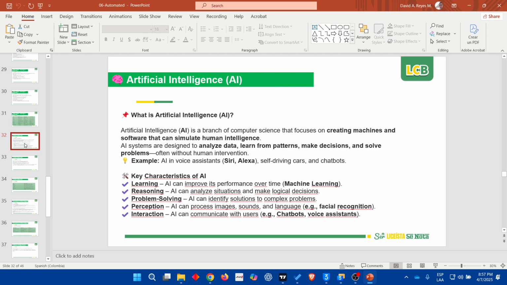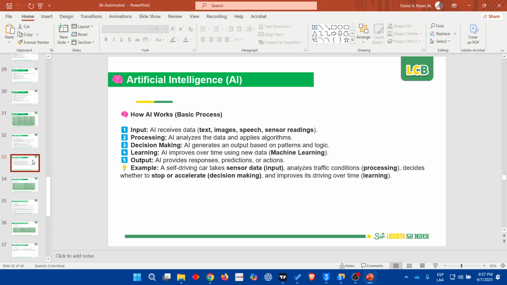Problem solving. The artificial intelligence can identify solutions to complex problems. Perception: can process images, sounds, and languages. Interaction: can communicate with users. How artificial intelligence works. Basic process.